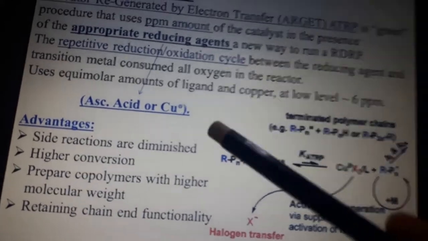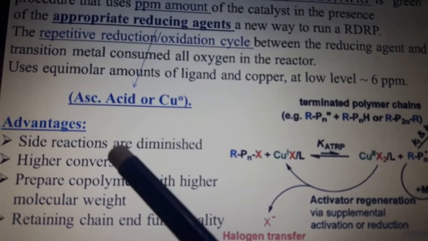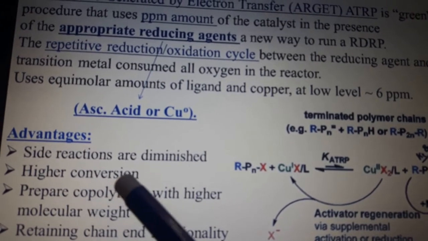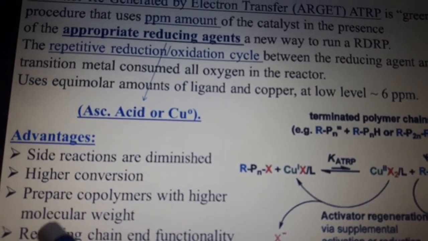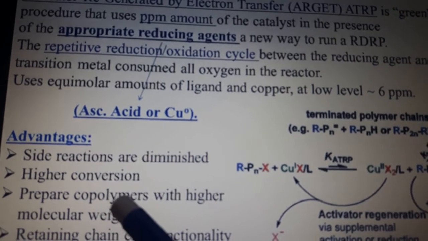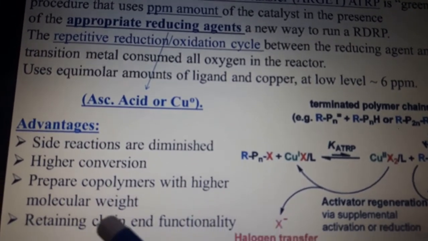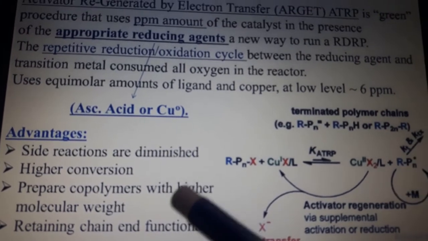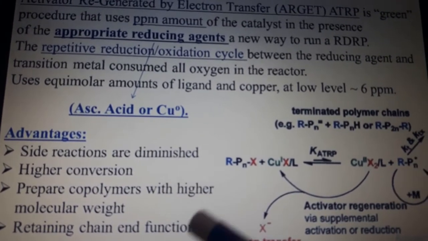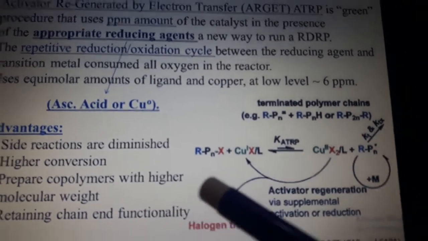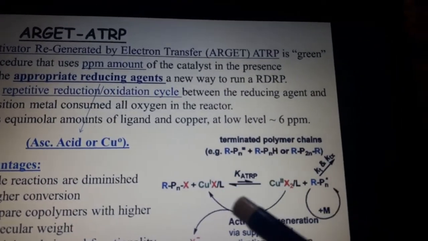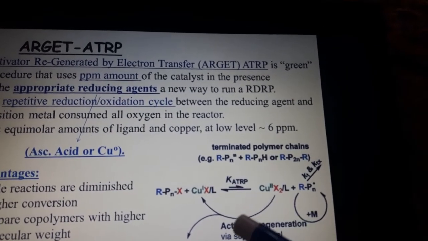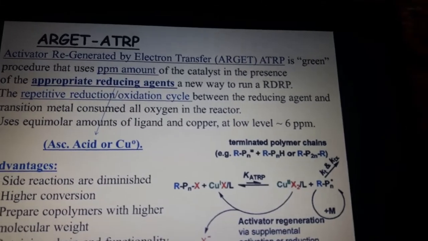There are several advantages of this kind of polymerization: the side reactions are eliminated. We have higher conversion, and we can also prepare copolymers with higher molecular weight while retaining the chain end functionality. So at the end we have a functional group, and we can modify the polymer. With the help of this we can also prepare copolymers.